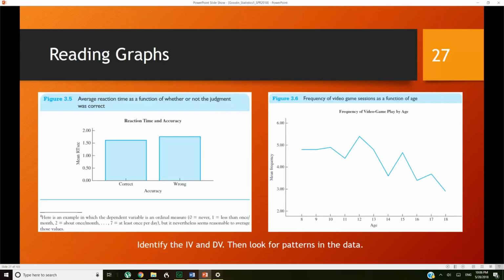To the right, we see the second graph with time on the x-axis showing the frequency of video game sessions as a function of age. When the data points are connected by a line, making it a line graph, it better represents the ordinal nature of the independent variable, which is age. In a histogram, the x-axis represents the scores on the dependent variable. In a line graph or bar graph, the independent variable generally goes on the x-axis.